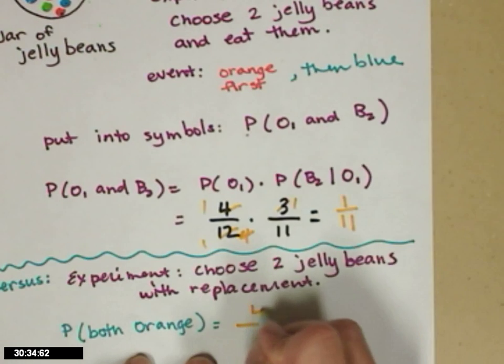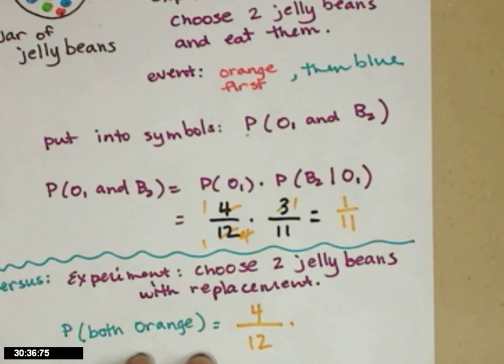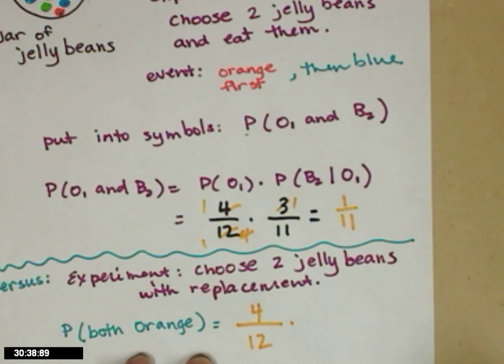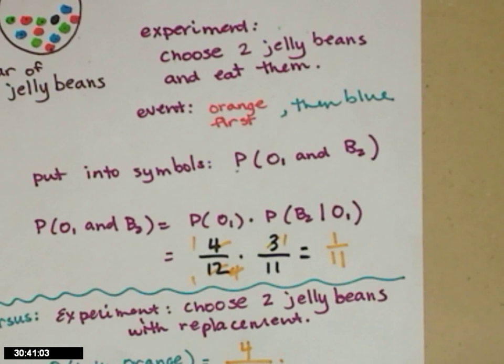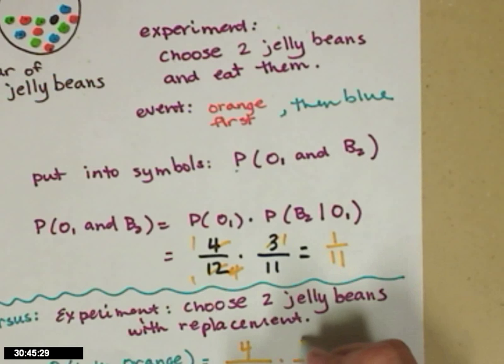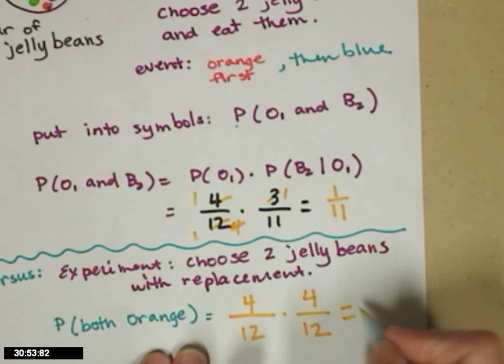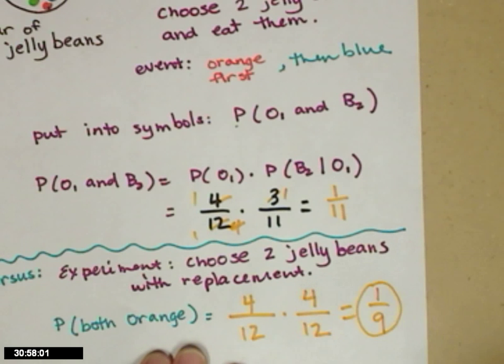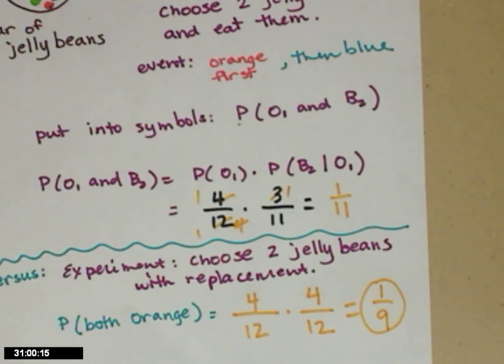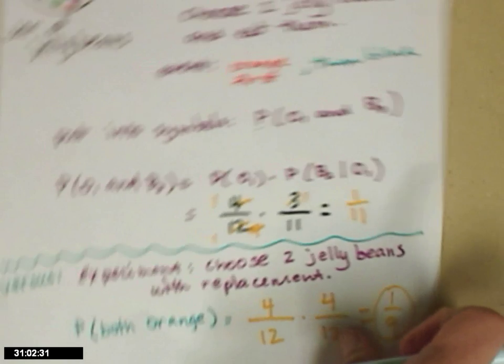Well, that was 4/12, right? And then I put it back in the jelly bean jar. So what's the probability the next one is orange? Well, there's still 12 jelly beans in there, and there's still 4 orange ones. So it's this product here, right? It didn't go down. So if we reduce that, 1/3 times 1/3, so 1/9. All right. I just have a couple more pages here to go through.